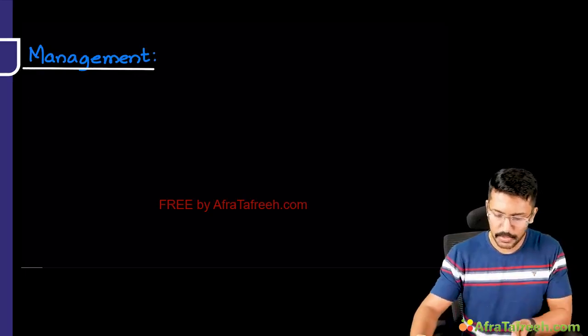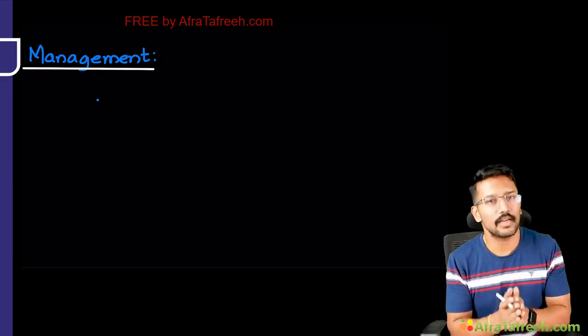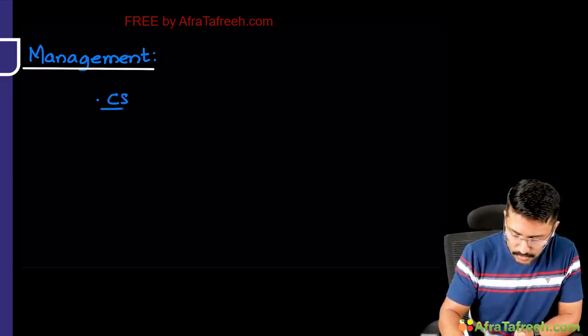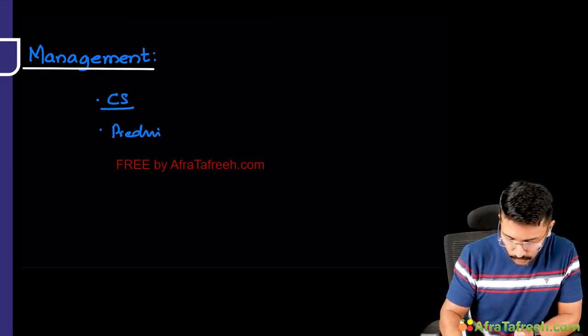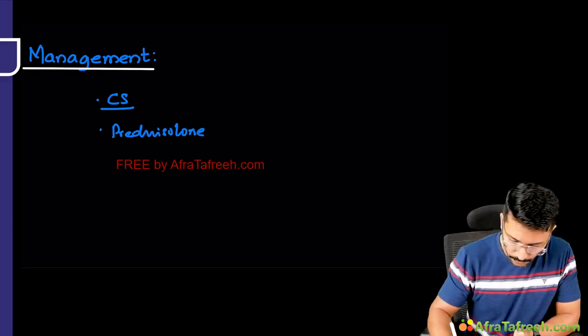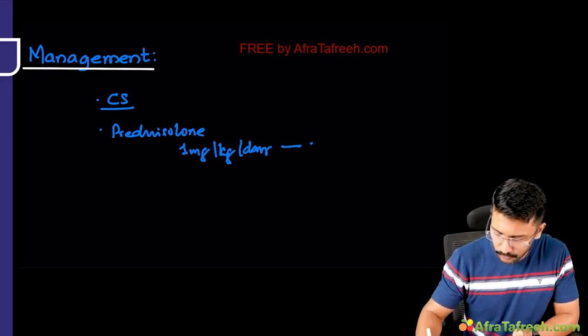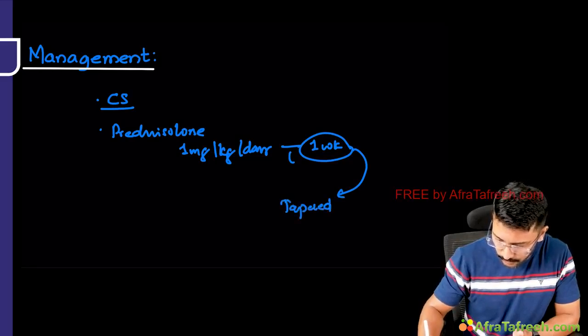Now, how do we manage these patients? These patients are managed mainly with steroids. By now, you have clarity that they have an excellent response to steroids, right? So, corticosteroids are the mainstay of treatment. The usual dose is prednisolone 1 milligram per kg per day, generally given for 1 week, and then after this 1 week, tapered over the next 1 week.